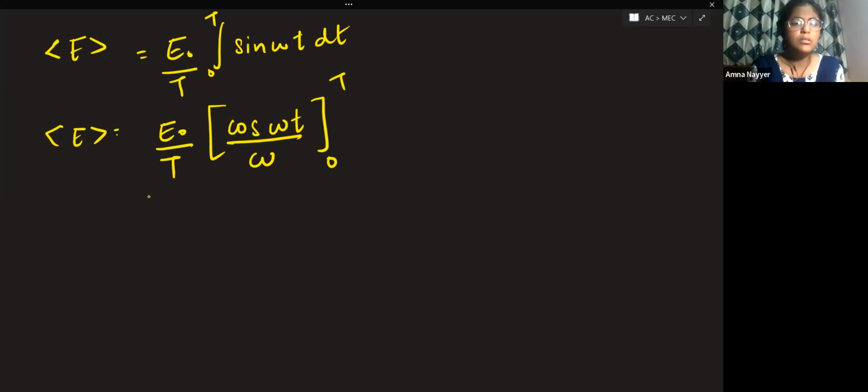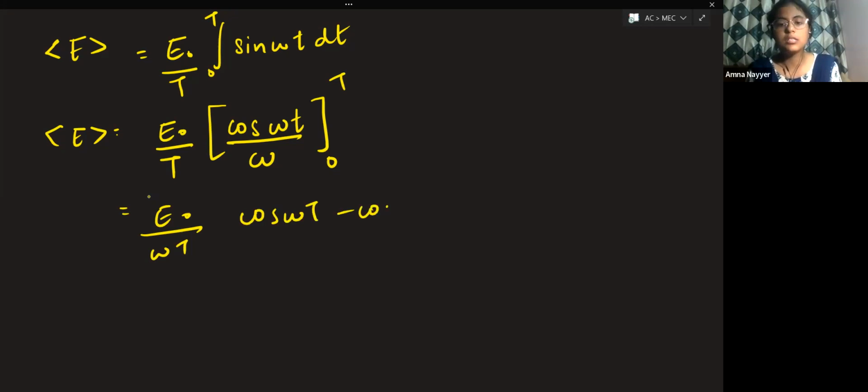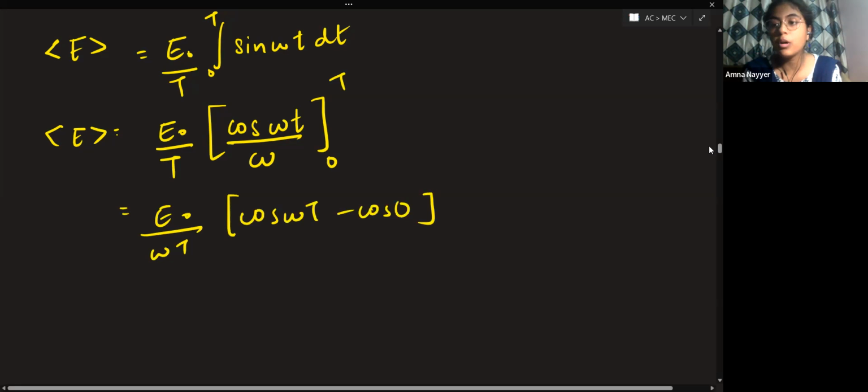So omega is also a constant. Omega can be kept together with this. And what is left? Only cos omega capital T minus cos 0 is left. So E naught divided by omega, into cos omega T minus cos 0. Fine. Now we have to substitute the value of omega from here.